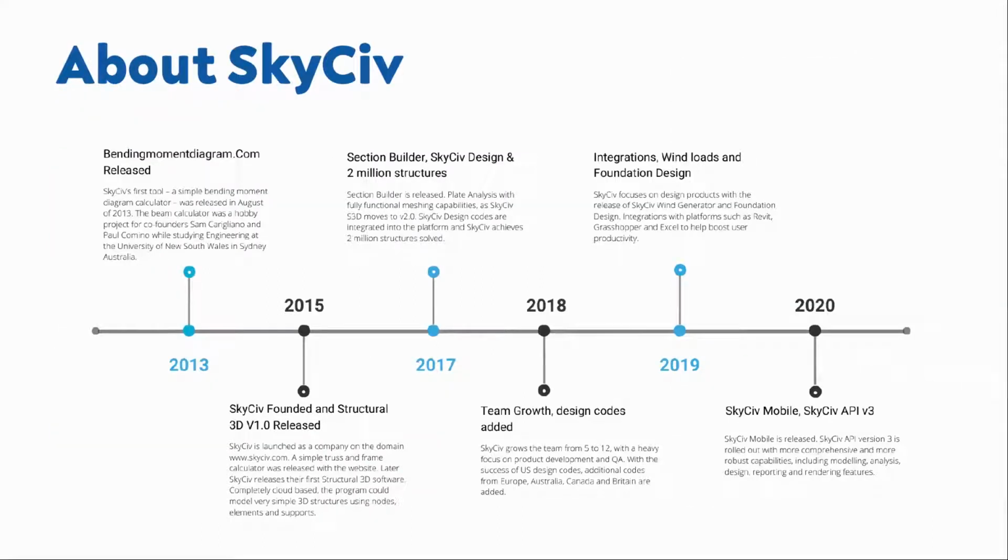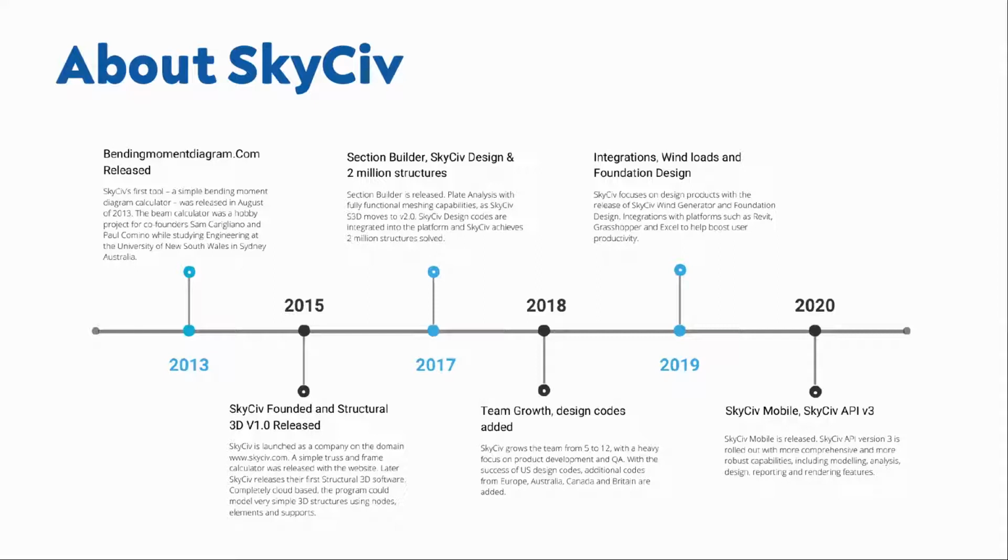So here's a timeline about us. Version 1.0 of SkyCiv was released in 2015, but the first rumblings of it were in 2013, with a really simple bending moment diagram calculator. And then here are some of the milestones along the way up to 2020, where we have the most recent version of the API, which Stuart will be going over.